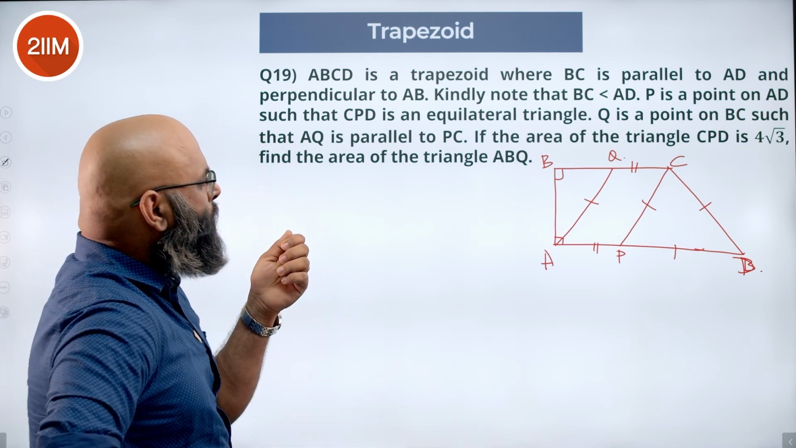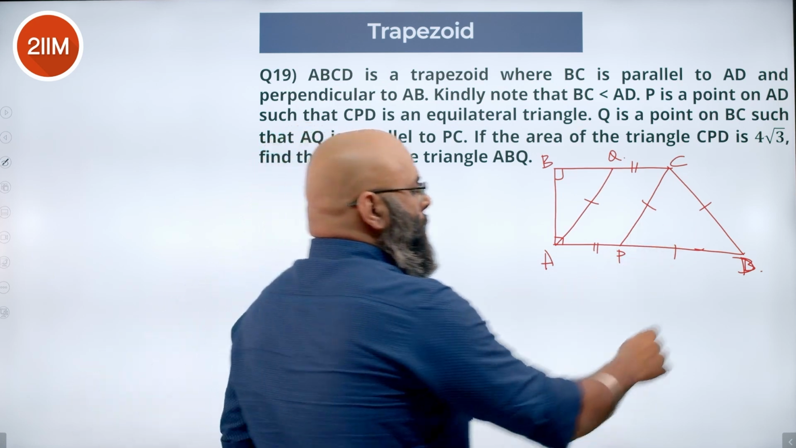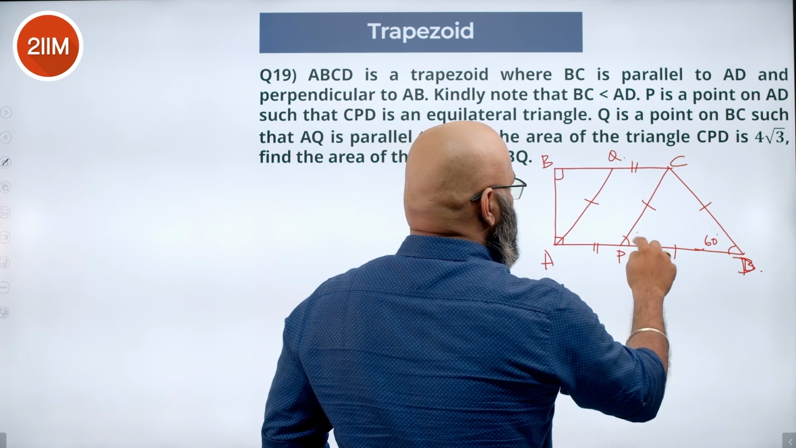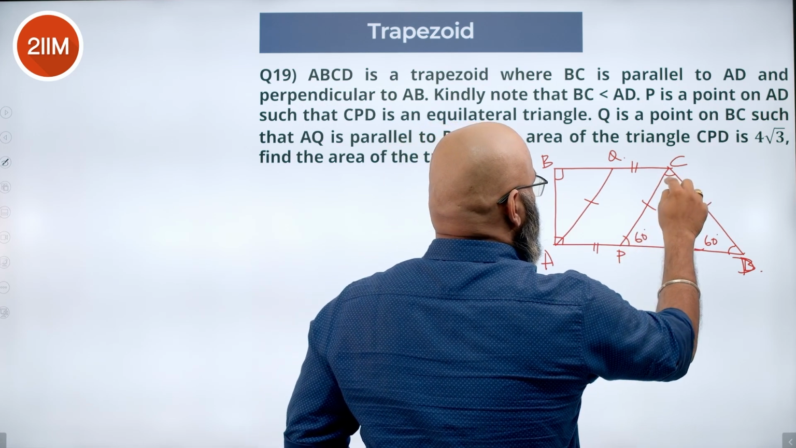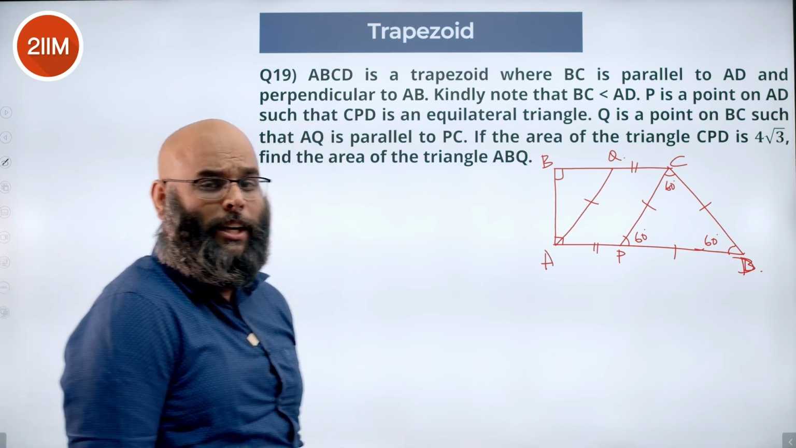Now we know that CPD is an equilateral triangle. That means D is 60 degrees, P is 60 degrees, and C is also 60 degrees. C in the equilateral triangle is 60 degrees.